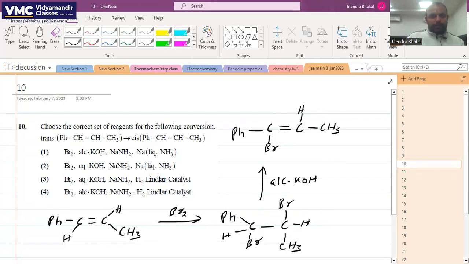Okay. In the next step, NaNH2 is used. It will again eliminate HBr, by an E2 mechanism, and it will form an alkyne.